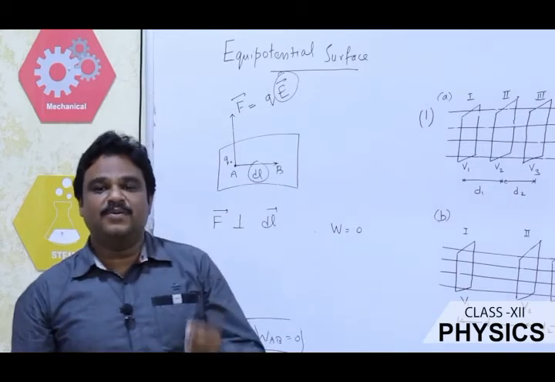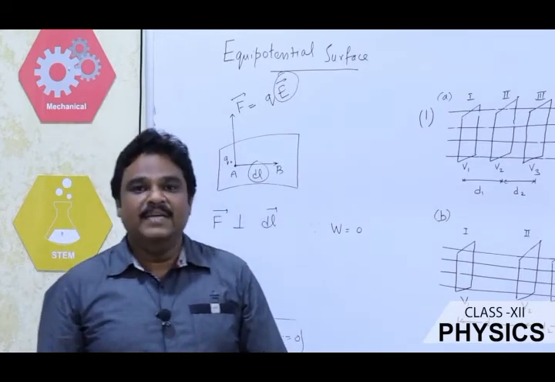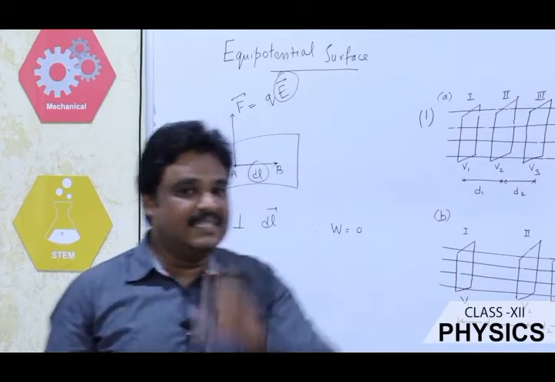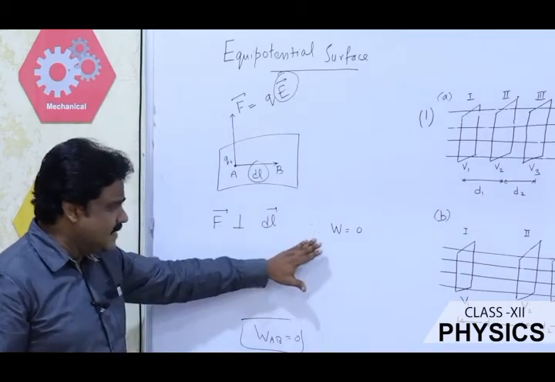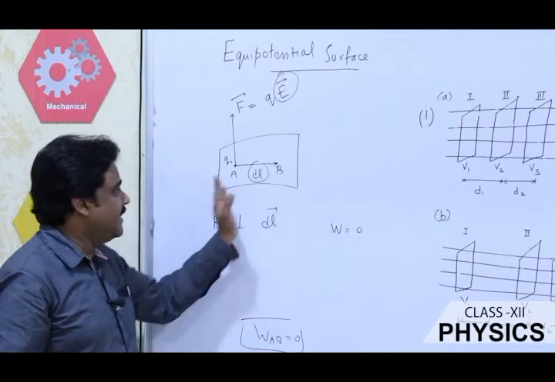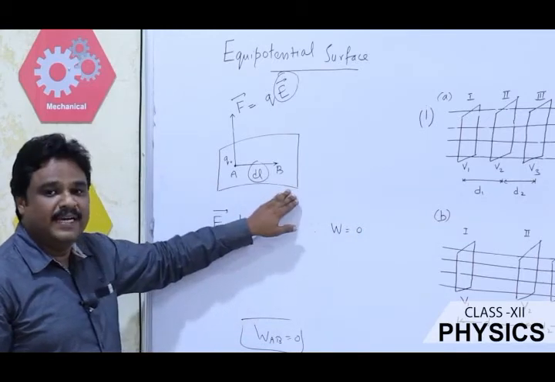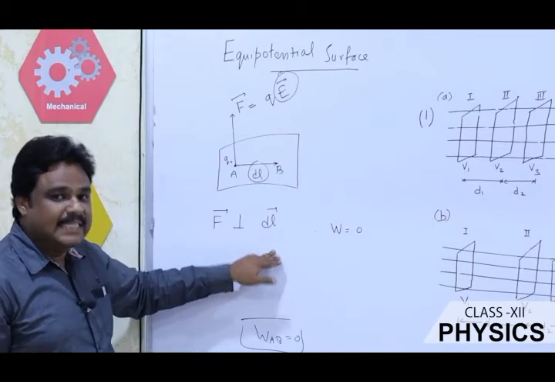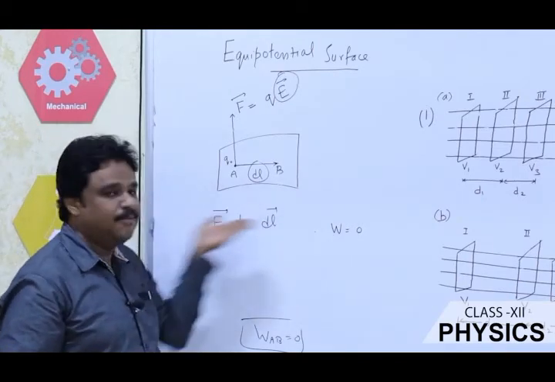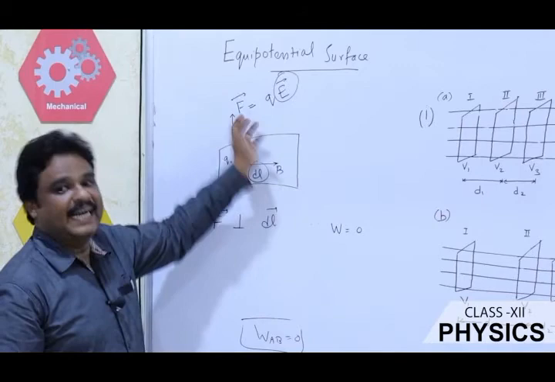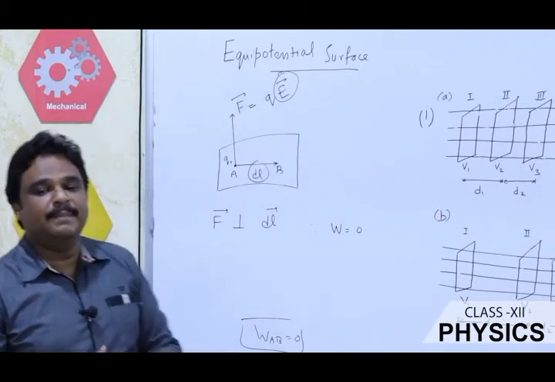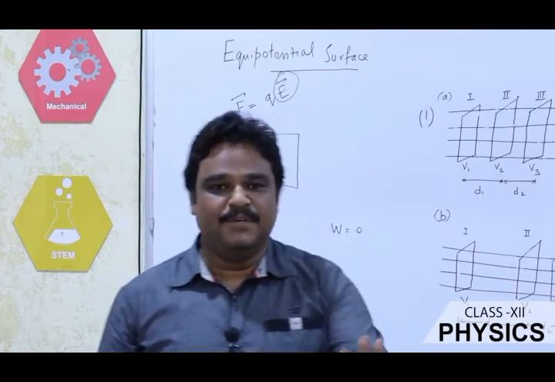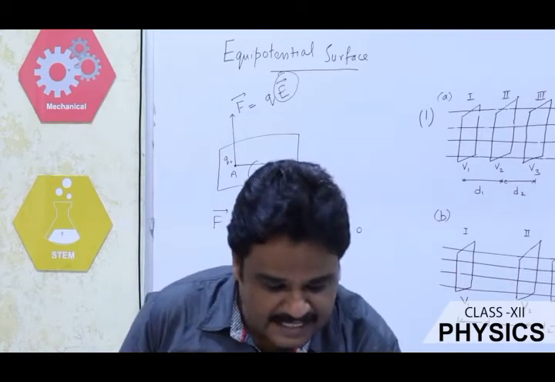This is a 2-mark question that is usually asked in board exams: why is the electric field always at right angles to the equipotential surface? The reason is: since the work done is 0 in moving a test charge from one point to another over an equipotential surface, the force should be perpendicular to the displacement. Since the displacement is along the equipotential surface, the force, and hence the electric field, should be perpendicular to the equipotential surface. This is our second important property.